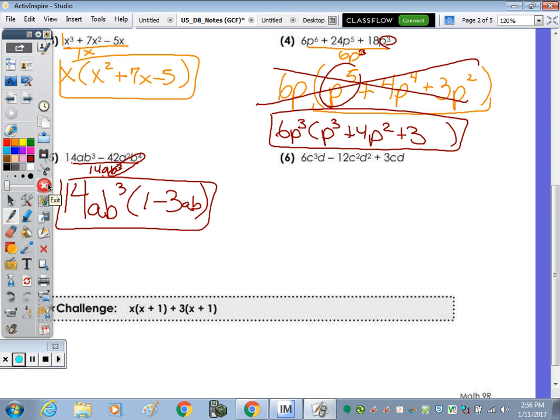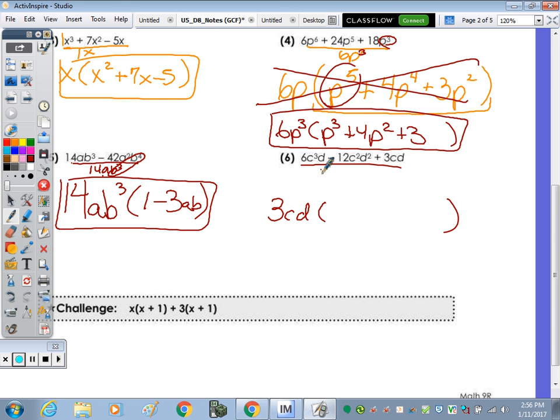Last one, it's a trinomial. Before we look at the challenge question, what's the GCF in the last one? Sarah? Yeah. You look at the last term, 3cd, it goes into all. Okay, so that is our GCF.